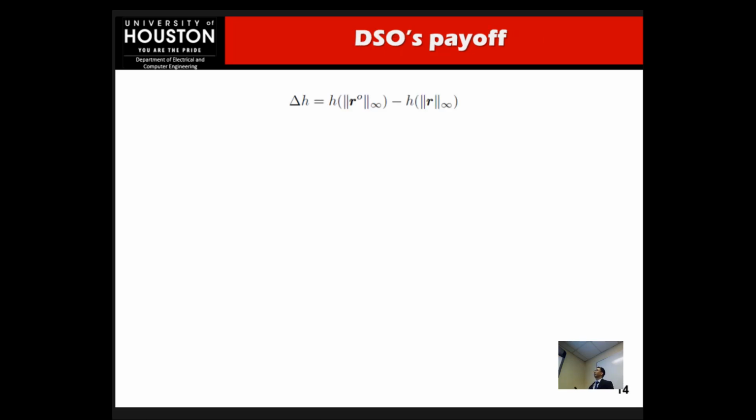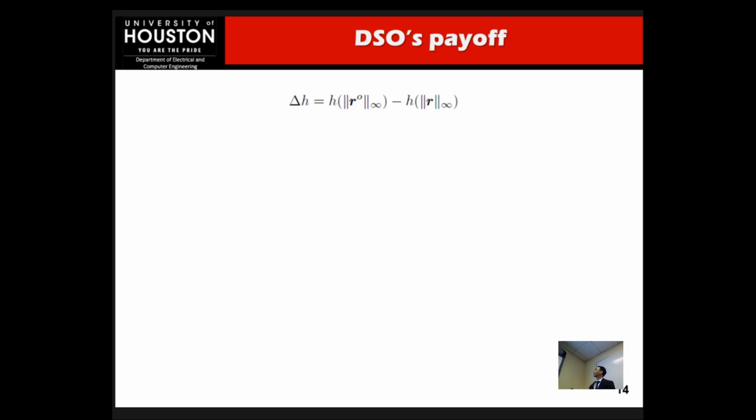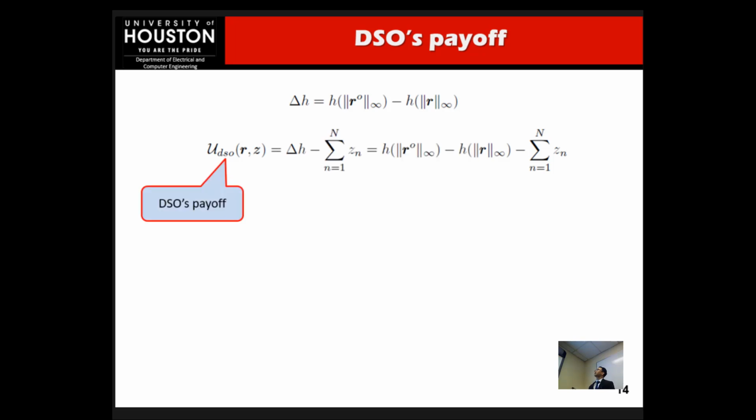In a similar way, we can also calculate the payoff of the DSO. So basically, by reducing the peak ramp of the system, the DSO also saves some cost here. So this is the cost function to satisfy the peak ramp of the system. Here is the original case when the DSO had to satisfy the peak ramp of the system. Here, when microgrids participate in the peak ramp minimization problem. Because the DSO has to pay the microgrids some reimbursement, we can calculate the DSO payoff as the saving cost minus the total reimbursement they have to pay the microgrids.